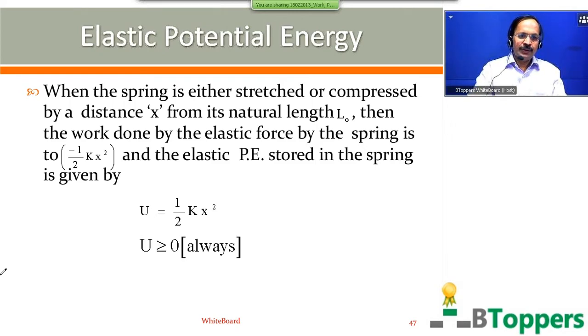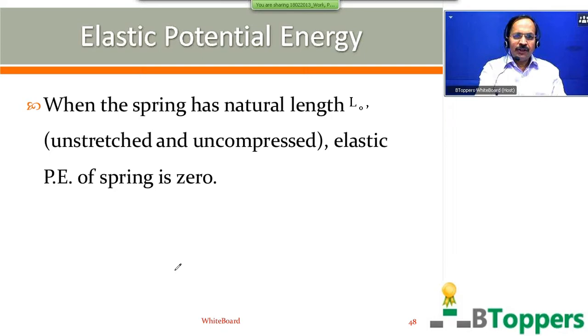Copy down this. U is greater than or equal to 0 always. In case you need more time to copy this, you can take a pause. I would like to show the continuation for this. When the spring has natural length L0, unstretched and uncompressed, elastic potential energy is 0. Finish writing.